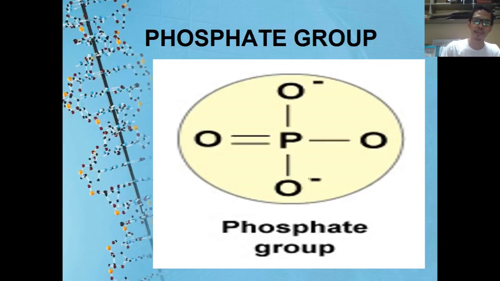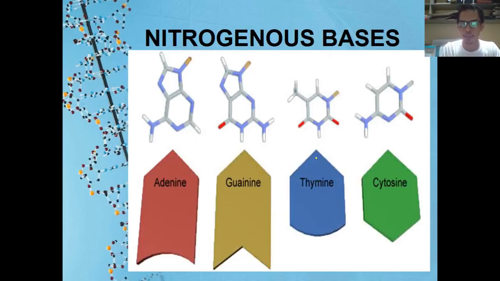Next, the deoxyribose sugar is attached to a phosphate group. As you can see here, there's a phosphorus in the middle, and 4 oxygens are attached to it. This is the phosphate group. Again, this is attached to the deoxyribose sugar.